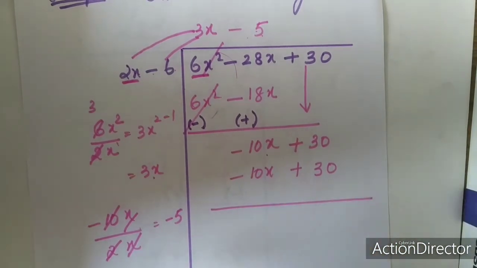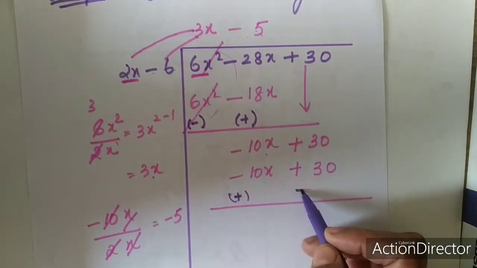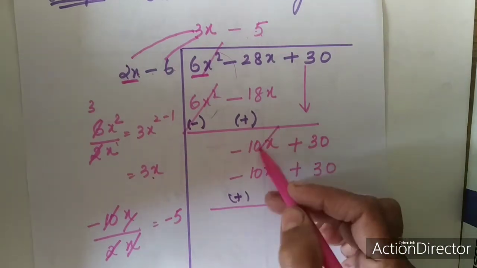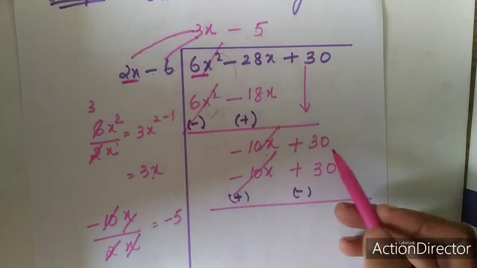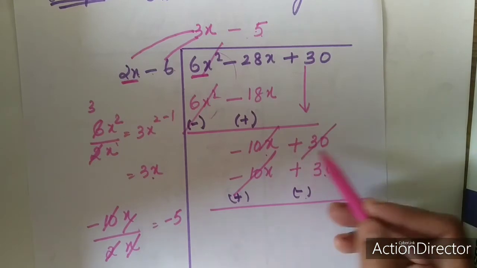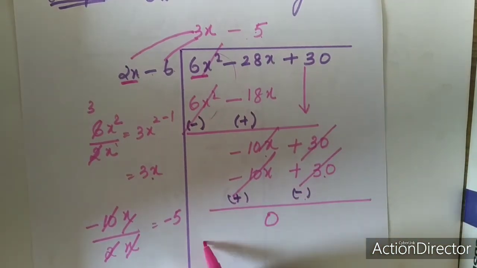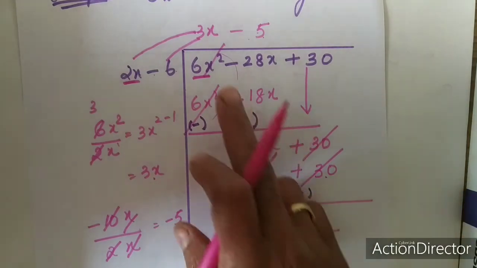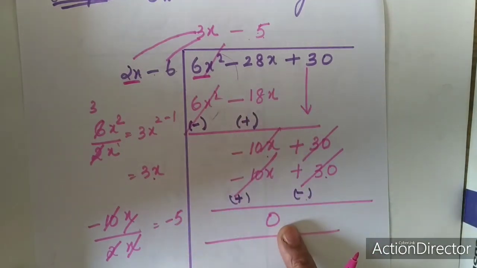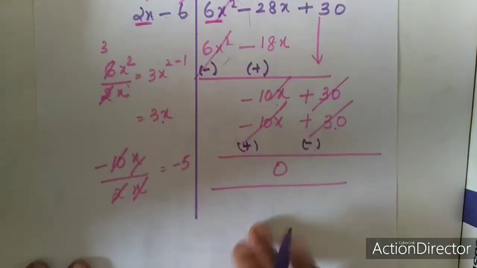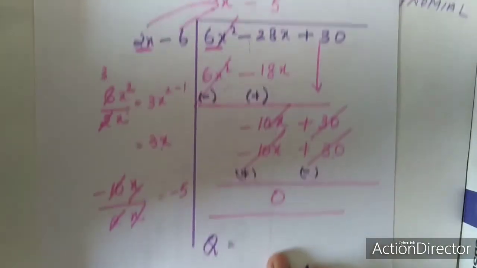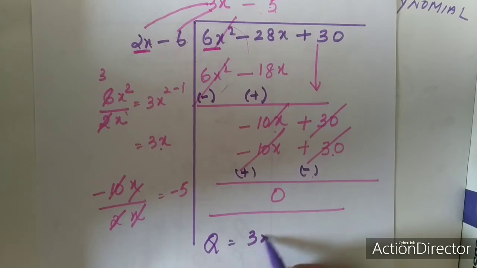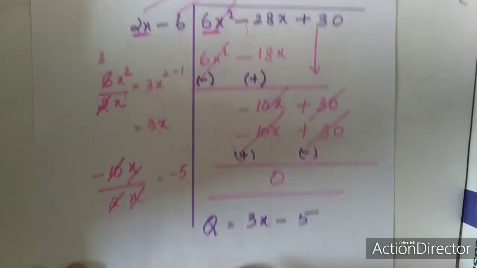Again you subtract, plus minus. So minus 10x plus 10x will get cancelled. Plus 30 and minus 30 will get cancelled. It's not necessary you will get the remainder as 0 only. You can get any remainder. If we are getting the remainder as 0, it shows they are exactly divisible. Now write the quotient. Quotient is equal to 3x minus 5 and the remainder is 0.